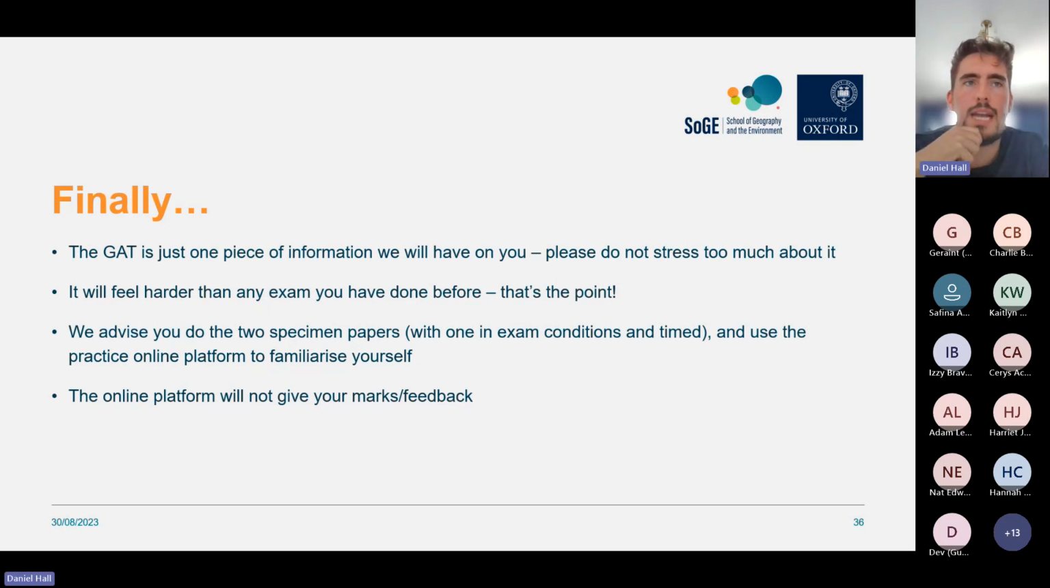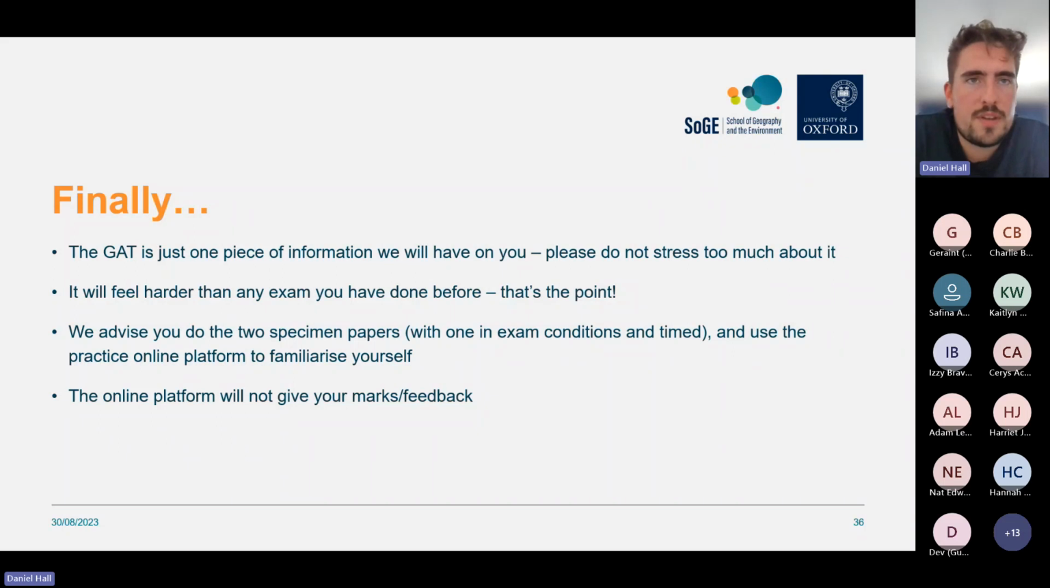So finally, the GAT is just one piece of information we'll have on you, so please don't stress too much about it. It's one piece of the puzzle along with your UCAS form, your academic record so far, your predicted grades. And then should you be shortlisted, the interview.